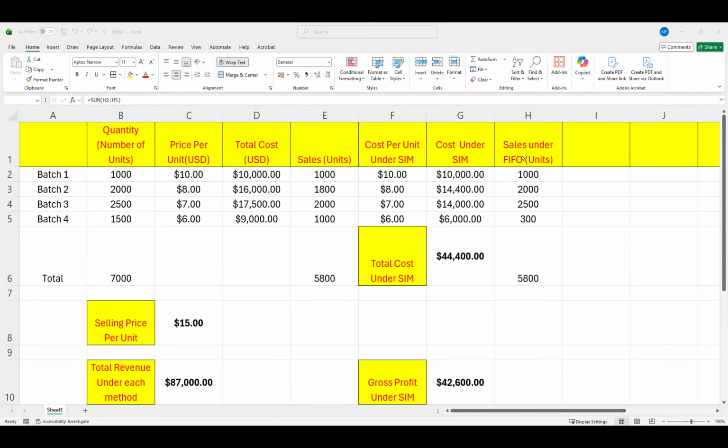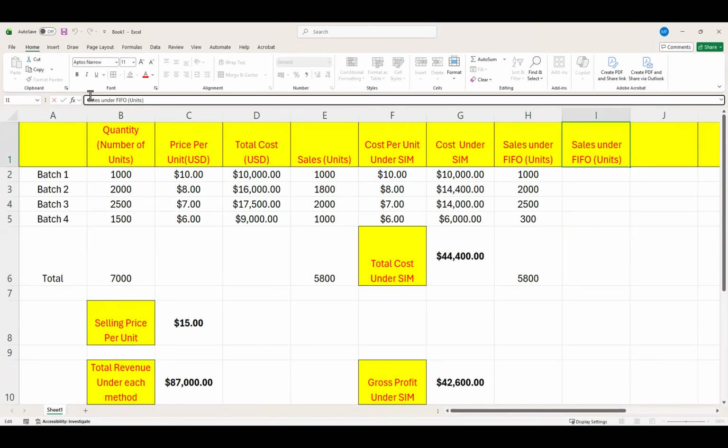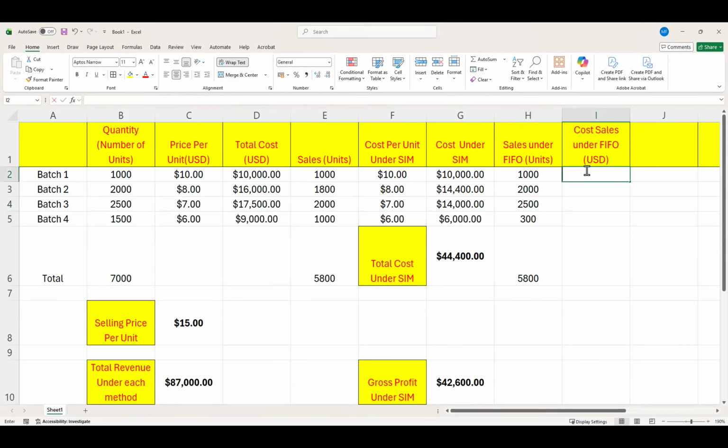Now, this is the sales under FIFO. So what is the cost of sales under FIFO? This is the sales in units under FIFO. So what is the cost of sale under FIFO in dollars? Now tell me, to get this cost, which two cells should I multiply?